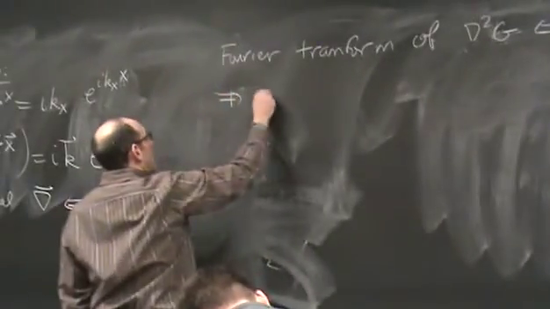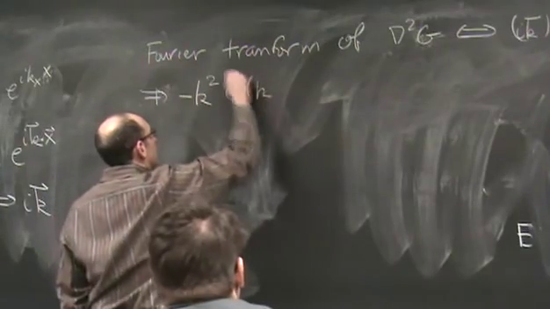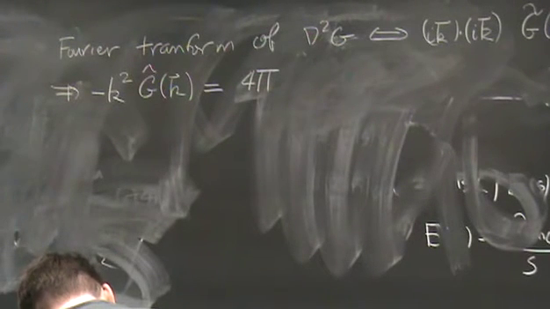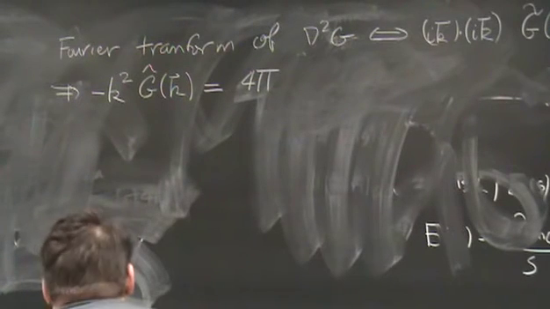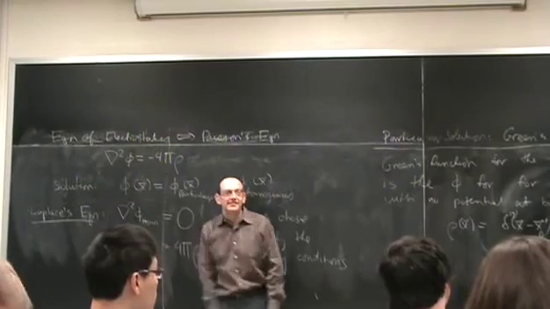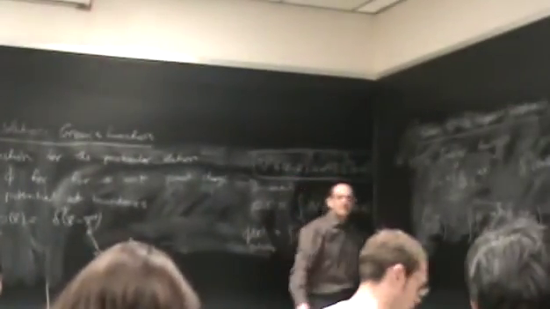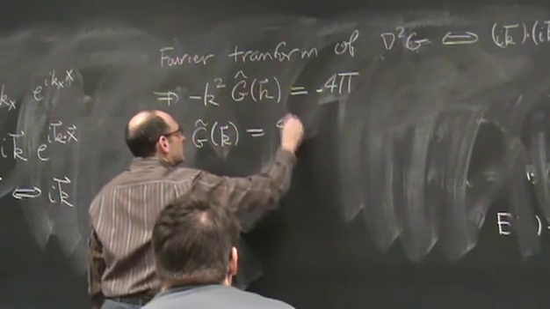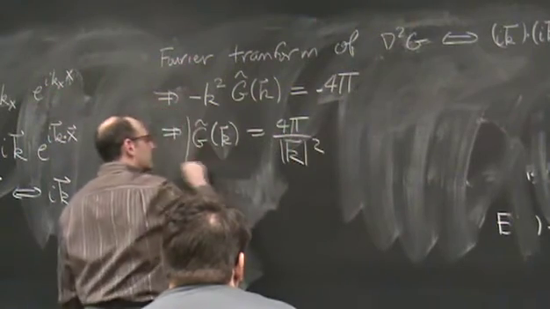So this tells me that minus the magnitude of k squared, G tilde of k, is equal to 4 pi. Oh, I see one thing I messed up. The Poisson equation has a minus sign, so the Green's function equation has a minus sign in it. So it's minus 4 pi. So the Green's function for the Poisson equation is equal to this in Fourier space.